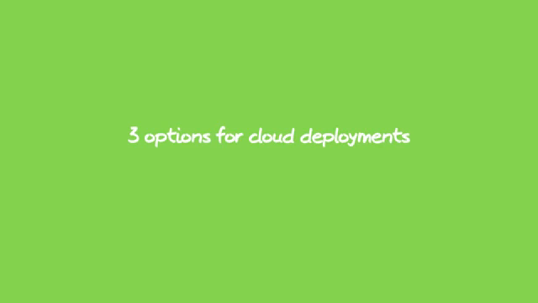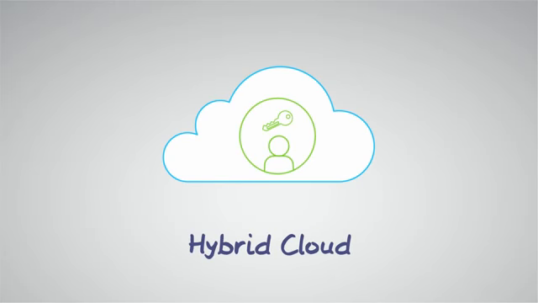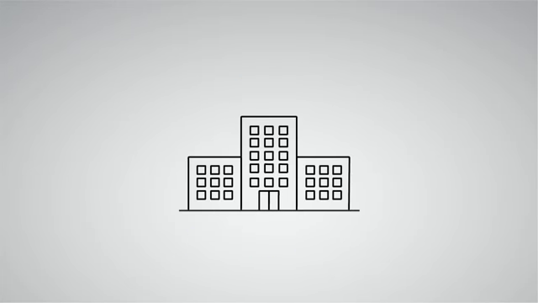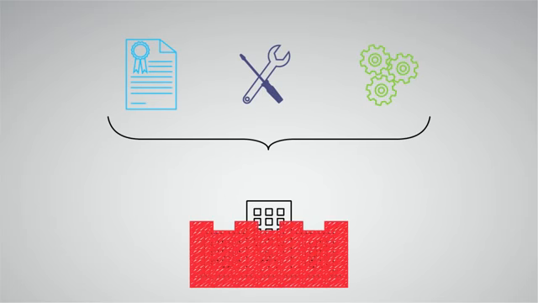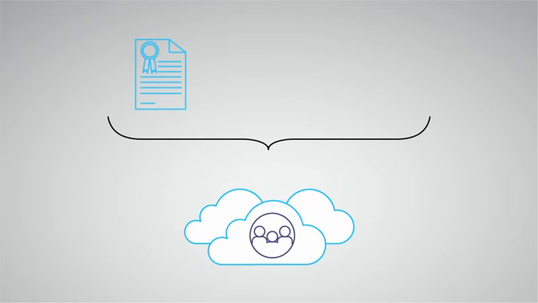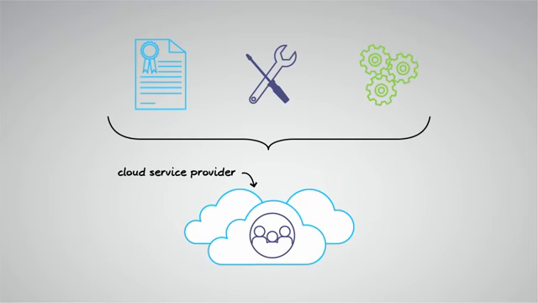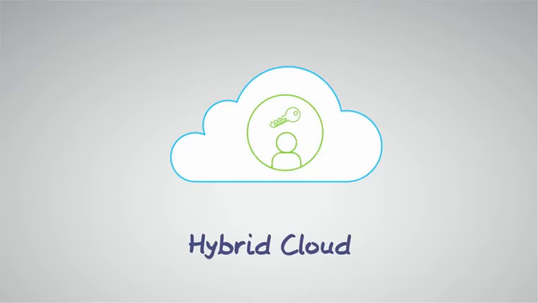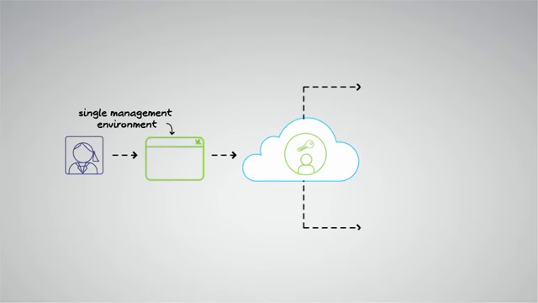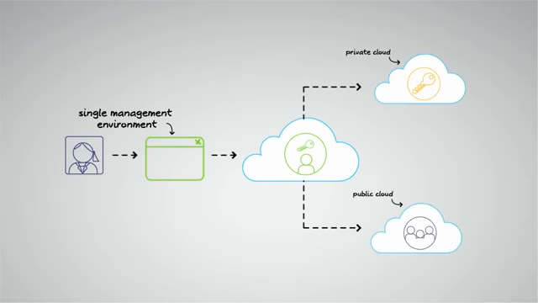Customers generally choose one of 3 options for their cloud deployments, either public, private, or hybrid cloud. A private cloud is provisioned for the exclusive use of a single organization. The infrastructure is usually owned, managed, and operated by the organization within its own firewall. A public cloud infrastructure is open for use by the general public. This type of cloud is owned, managed, and operated by a cloud service provider and runs on the provider's premises. A hybrid cloud allows a user to access both private and public cloud resources from a single management environment.